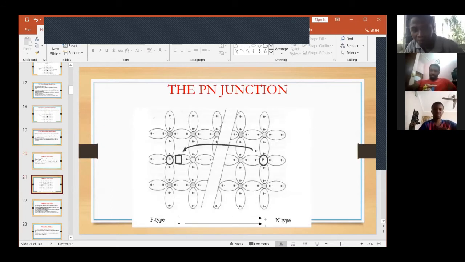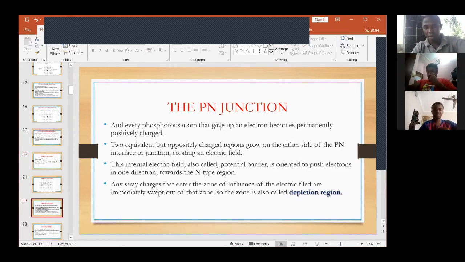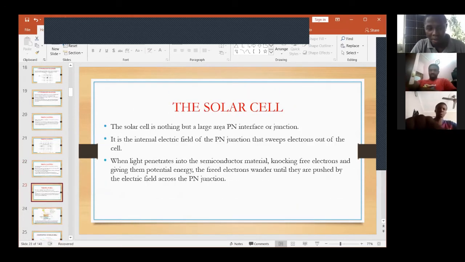In our next class, sorry, this is what happens in PN junctions. That's what you are seeing on my screen: depletion regions. I will only explain this particular part.